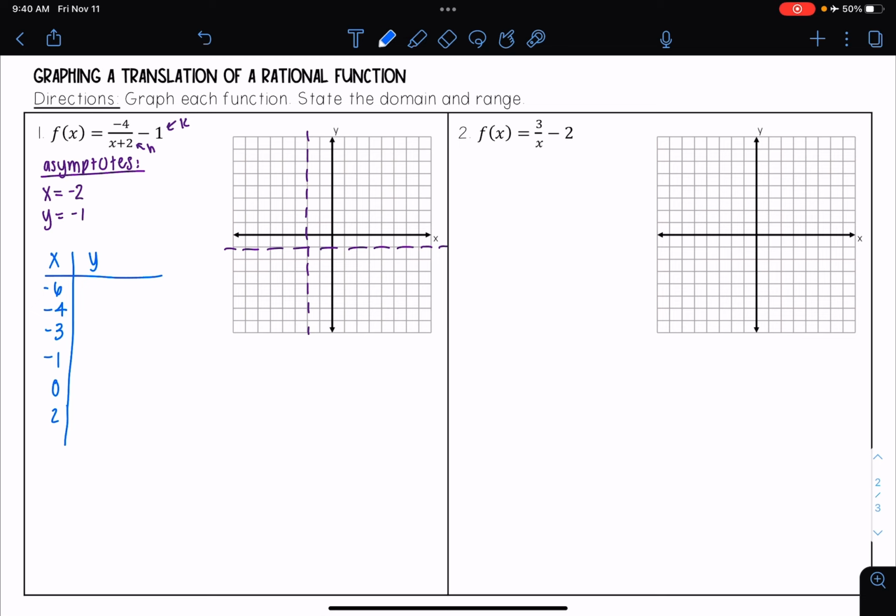So plugging negative 6 into this function, I have negative 4 over negative 6 plus 2, minus 1. And when I plug that in, I get 0. When I plug in negative 4, doing that same process, I get 1. Plug in negative 3, and you should get 3. Plug in negative 1, you get negative 5. Plug in 0, and you get negative 3. And then when you plug in 2, you should get negative 2. You don't have to do all this by hand. You could put this into Desmos, and it will calculate what that value is for you.